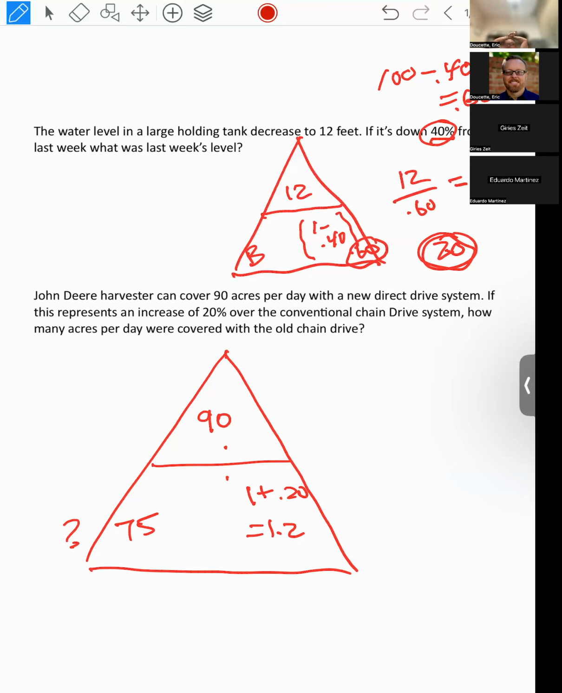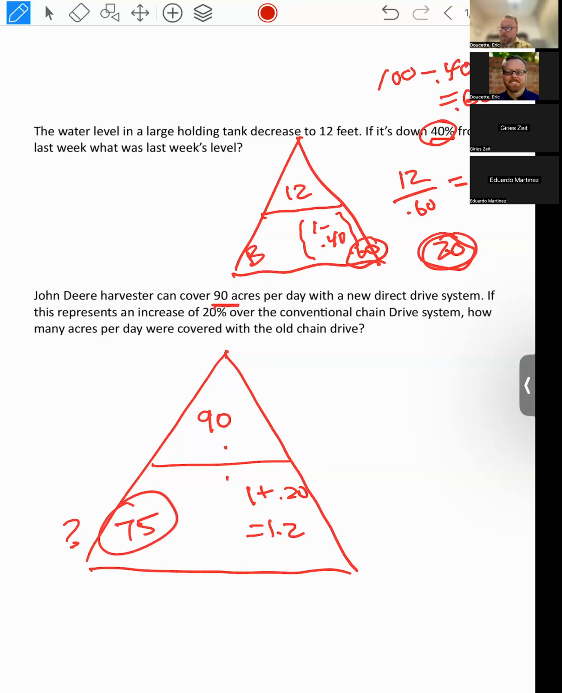So my original amount was 75, but I saw a 20% increase by using the new direct drive system. So now I can do 90. So 75 was the original amount that I did per day, but now I can do 90 per day. You guys with me? So again, by using this formula, I've been able to solve these seemingly difficult word problems. Are you guys understanding what I'm looking for? Because it's saying this is what I can cover now. That's not the original amount.